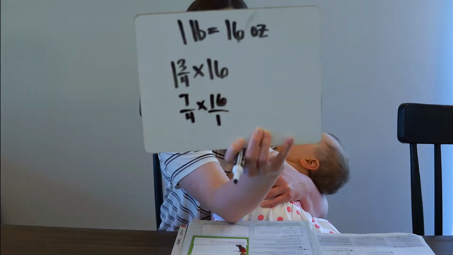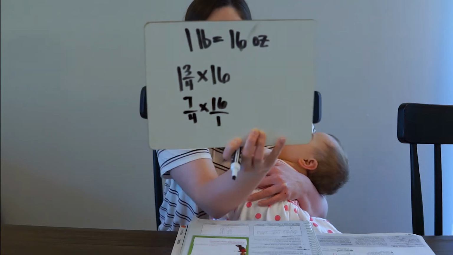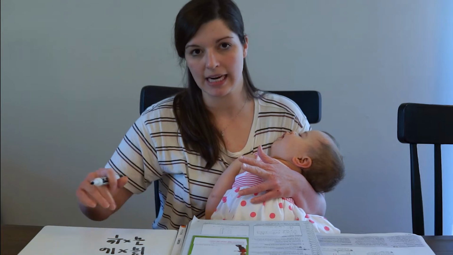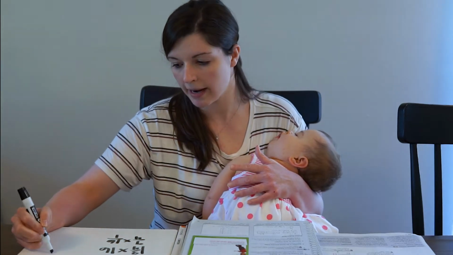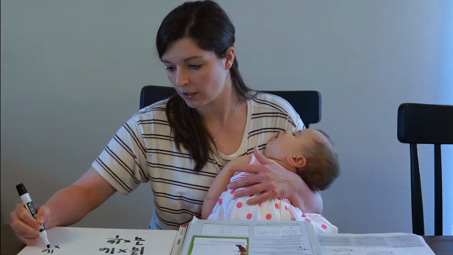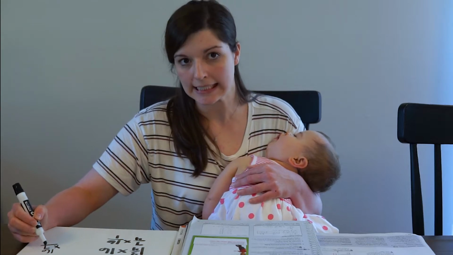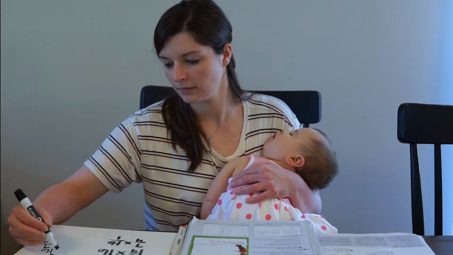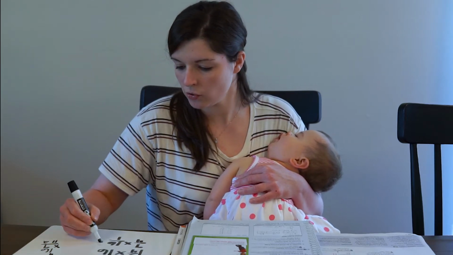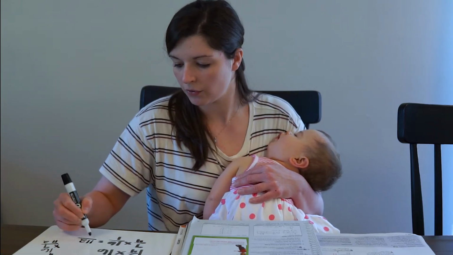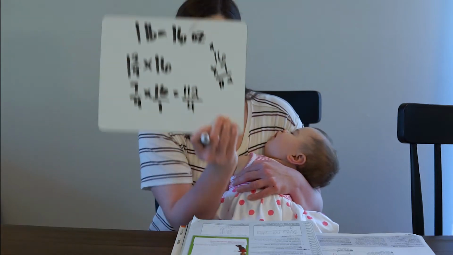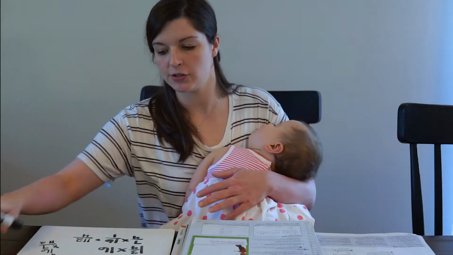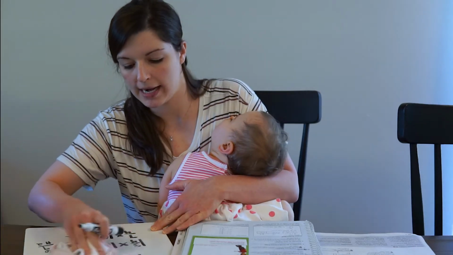Here's what my math looks like now. Now that I'm ready to multiply, I can just multiply straight across, right? So 7 times 16. Obviously, that's not in my head as a fact I know, so I'm just going to go over to the side and multiply. 16 times 7. I got 112 over 4. Are we going to leave it as an improper fraction? No. So what do we need to do to change that? Right, we need to divide.